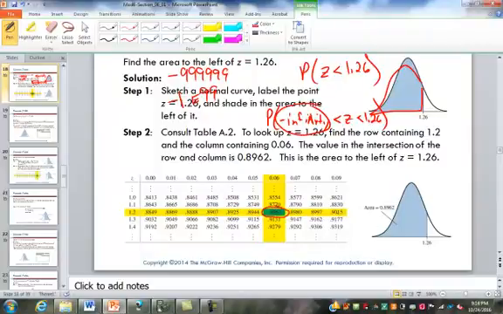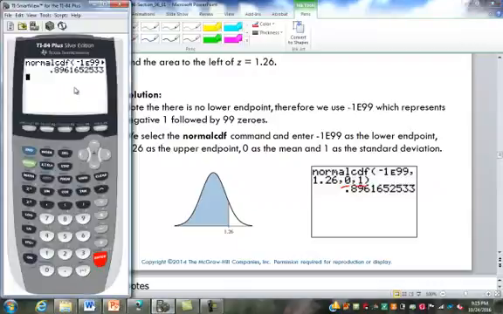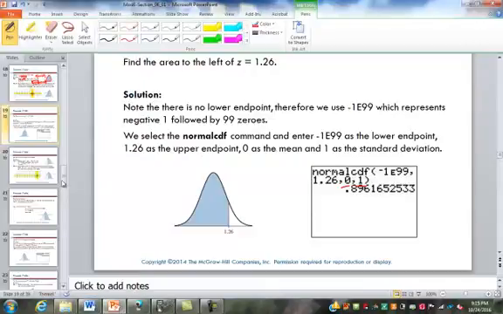Because remember, the table does give you the probability of being less. And so I'm going to stop talking much about the table because we don't need to know how to use it if you got the calculator. And this is showing you the calculator how to enter it. Negative 1 E99 is the negative infinity, 1.26. Now they did enter the 0 for the mean and 1 for the standard deviation. Notice I did not enter that, and the calculator still did it. The calculator just assumes those. You don't have to enter those in if it's 0 and 1.